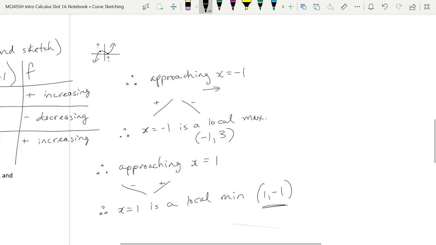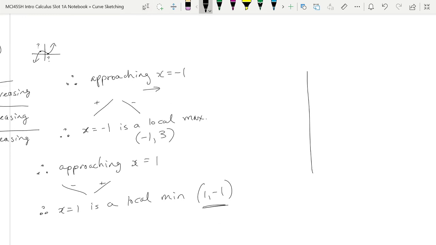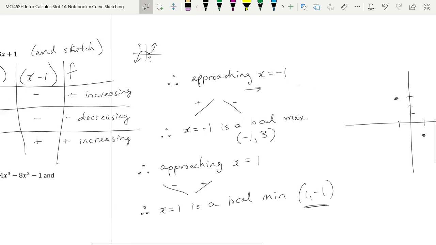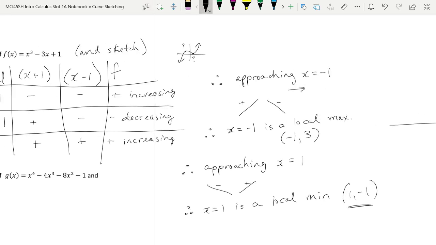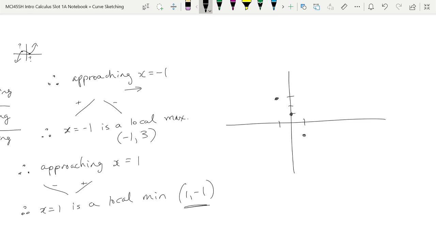And now I can make a nice sketch of the diagram. All right? So I know that I have, again, at negative 1, I get to 3. At 1, I get to negative 1. And I know, again, that it goes down forever on the left, up forever on the right. I can find the y-intercept to give me an extra point to put in. The y-intercept is 1. So there we go.